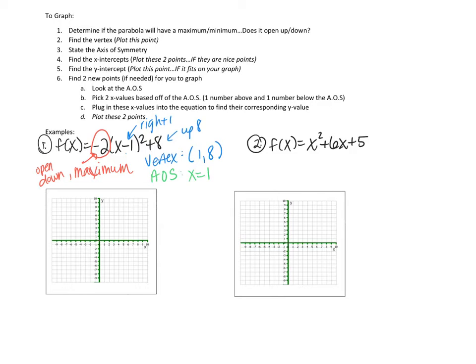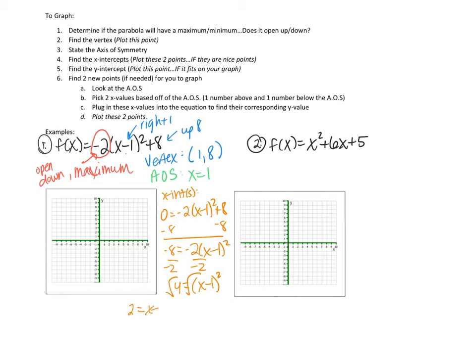So now what we want to do is find the intercepts so that we can go put them on the graph. So to find the x-intercepts, remember we want to set the equation equal to 0 so that we can solve it. So now solving this, I'm going to subtract that 8. Then I'm going to divide by that -2. Then I'm going to take the square root. Remember, when I take the square root, I get a positive and a negative. So I'm going to get +2 is equal to x minus 1, and -2 is equal to x minus 1.